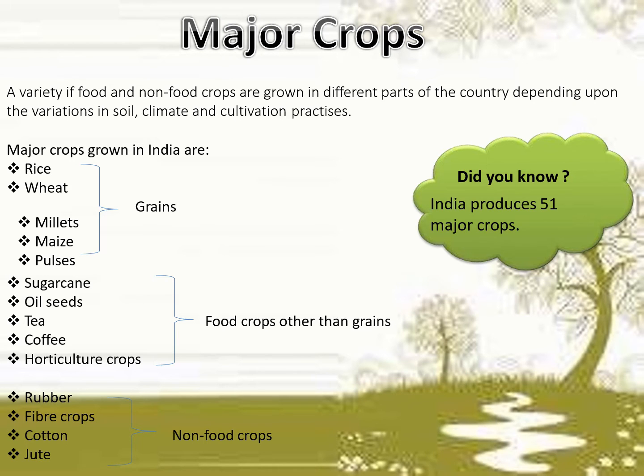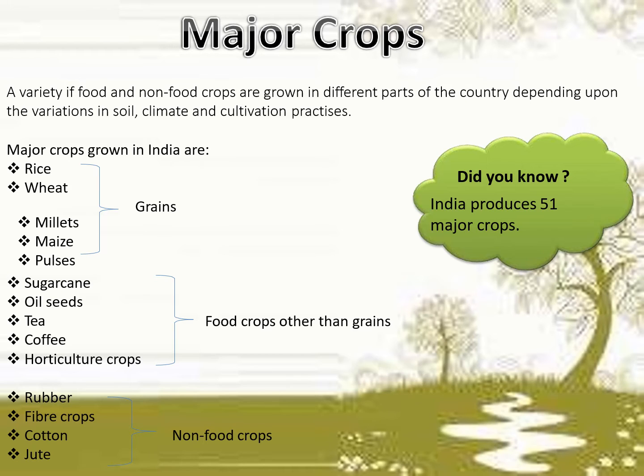Now when you come to major crops, that side box is a nice thing to keep in mind. The did you know fact. India produces 51 major crops. How many? 51, and that's not a small amount. A variety of food and non-food crops are grown in different parts of the country depending on soil variation, climate variation, and the cultivation practices followed in the country.